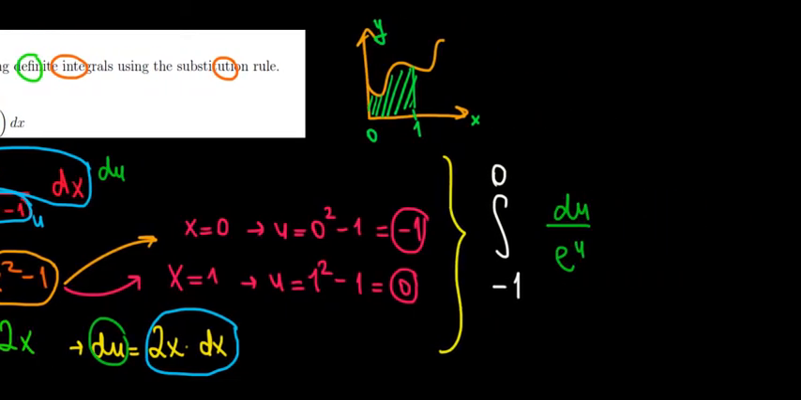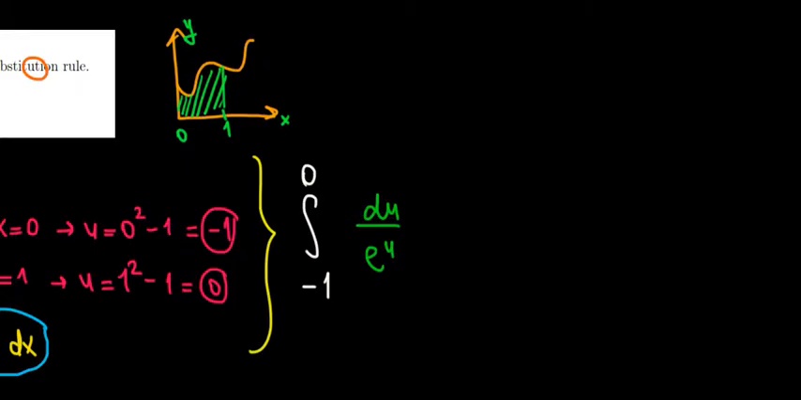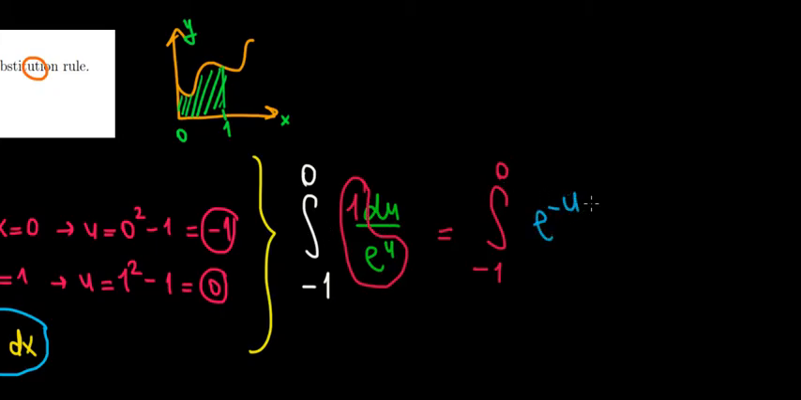Okay, let's write it in a bit of a different way to see what's happening here. In other words, we have the integral between minus 1 and 0. What is du divided by e to the power of u? Well, that's just 1 divided by e to the power of u times du. What is 1 divided by e to the power of u? Well, that's just e to the power of minus u. We're using a power rule over here. e to the power of minus u times du.